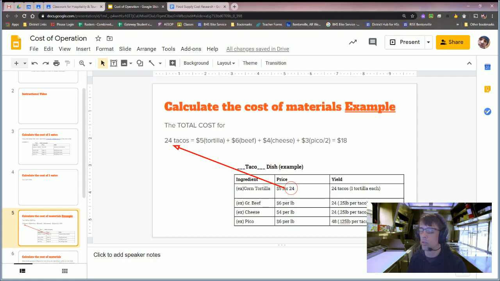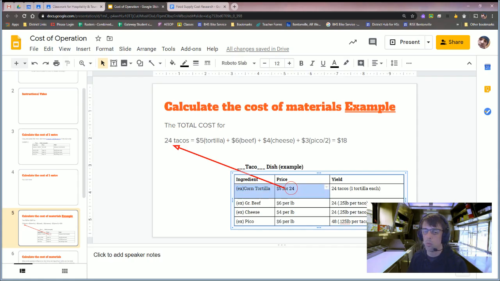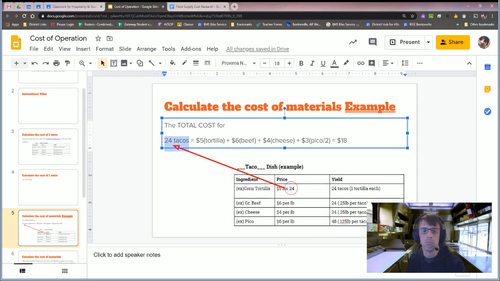All right? Now, I'm going to calculate the cost of materials for the entire set of supplies that I purchased. Okay, so if you look in this part of the slide here, when we bought our corn tortillas, the supplier sold them in packs of 24. All right, 24 is what I purchased. So that's the number I'm going to use, 24. So if I bought one package of corn tortillas, I can make 24 tacos. That's pretty straightforward, right? So I can make 24 tacos out of 24 tortillas.